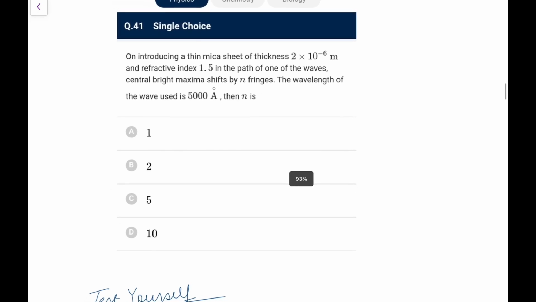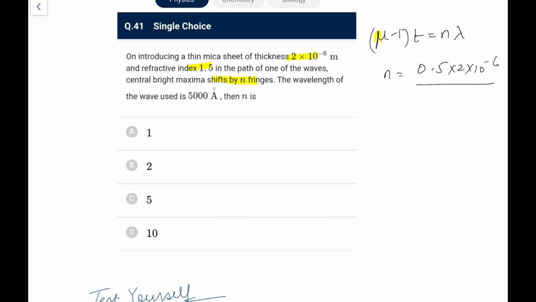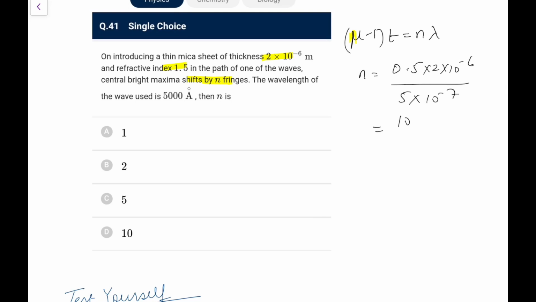Next, a similar question: on introducing a thin mica sheet of this thickness and refractive index in the path of one of the beams, the central bright fringe shifts by n fringes. That means at the central maxima point you can directly say that (mu minus 1)T should be equal to n lambda. So the value of n would be, mu minus 1 is 0.5, T is 2 into 10 to the power minus 6, and lambda is 5 into 10 to the power minus 7. So this is 10 by 5, I am getting 2, so 2 fringes will be shifted in this case.